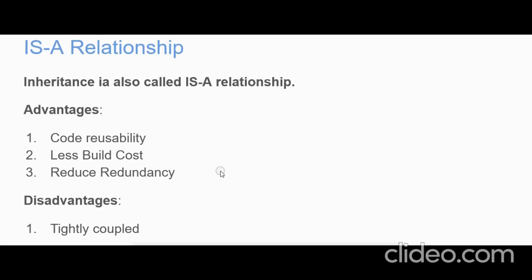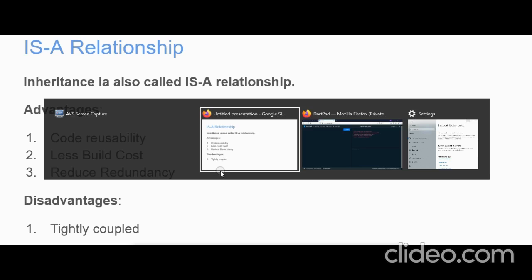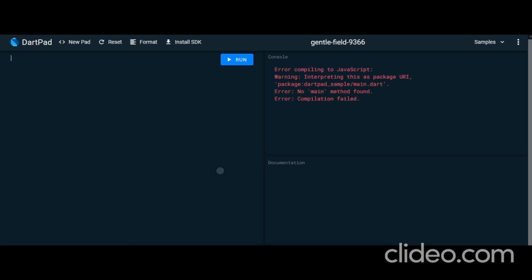So is a relationship is also called inheritance. What is inheritance? You may have heard this term before, isn't it? Or if you have not heard, I'll tell you what is inheritance. Inheritance simply means accessing the parent class property in the child class.